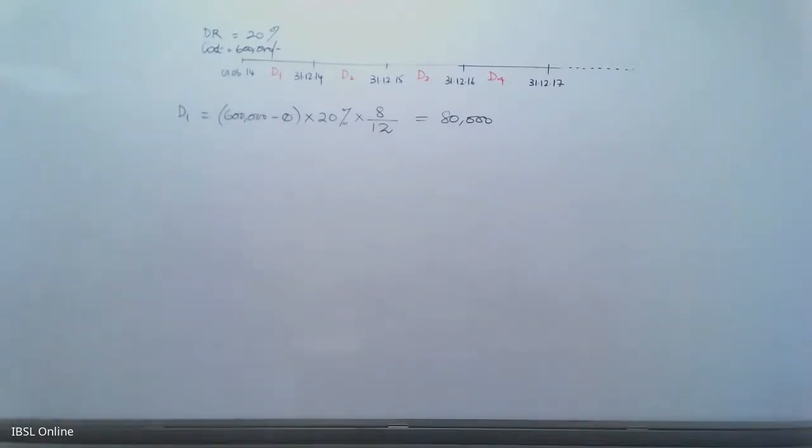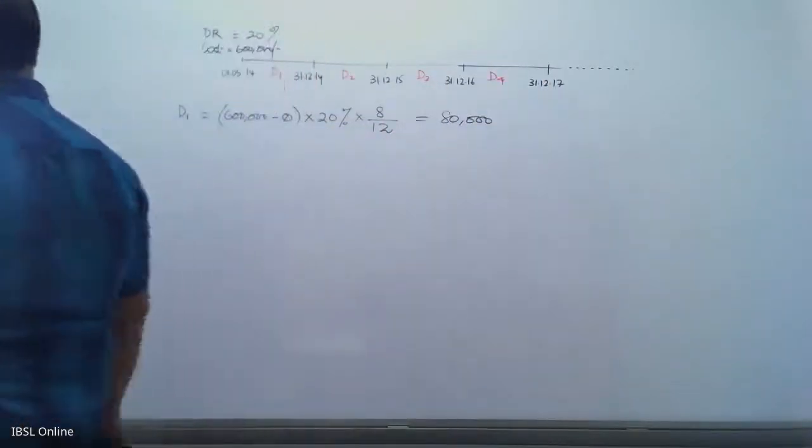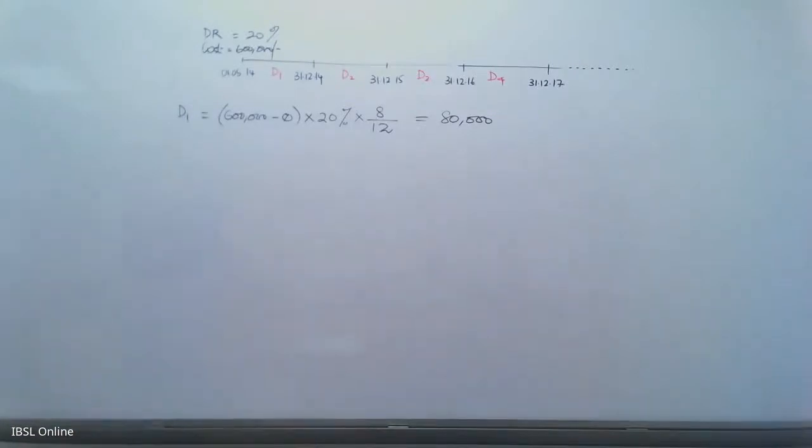Okay, so I'll give you time. You can take down this and we'll start calculating. That will be easy. So start taking down, because we have to do it parallelly. So D1 will be 600,000 into 20% means 120,000. 120,000 into 8 by 12 means it is 80,000.